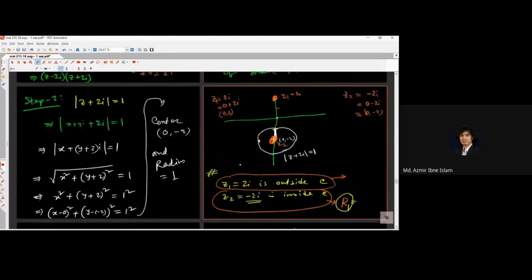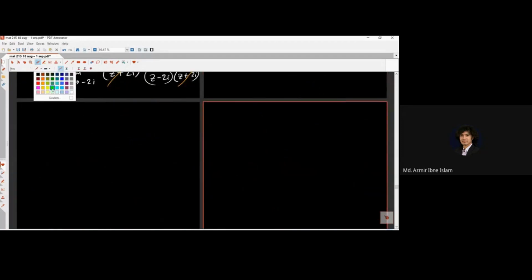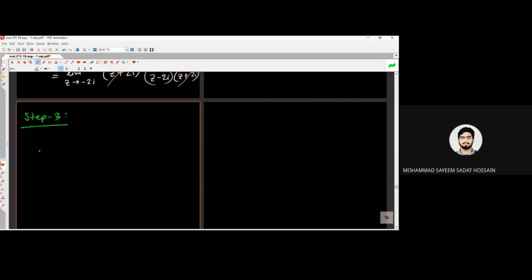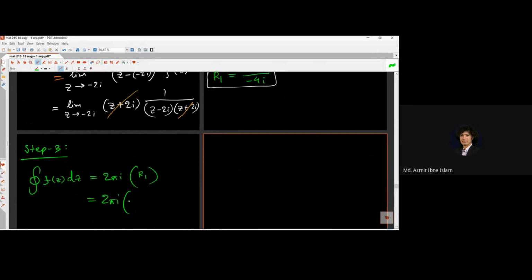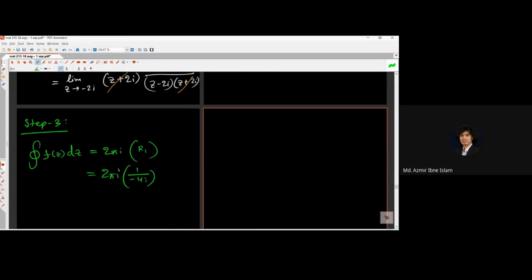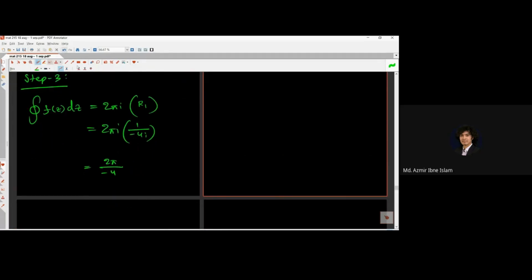Okay, finally, step 1, step 2 is done. Now step 3. Can you remember step 3? Yes, sir, we have to multiply with 2 pi I and sum of all the residues. So total result of that integral will be 2 pi I. So R1 equal to negative 1 over 4i. So this time we can simplify that I will be cancelled. So we have 2 pi by negative 4. What will be the result? Pi by 2, right? Yes, sir. So this is our result. This is the result for this integral.